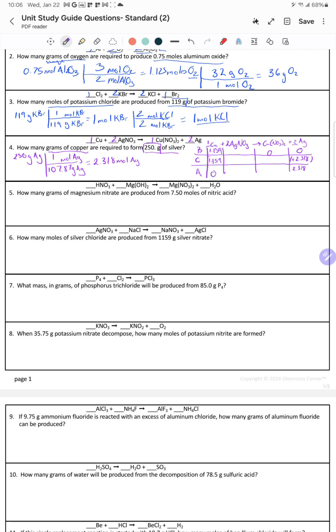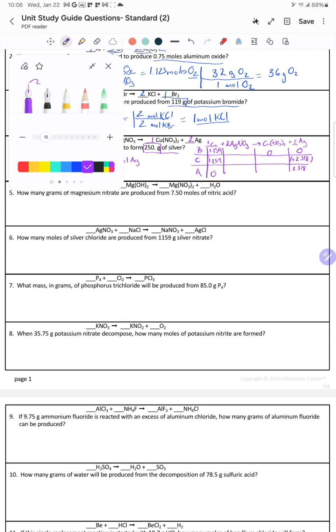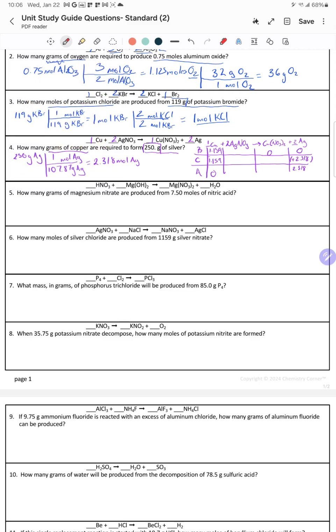And this would be used, so it means I at least had to start with this amount. So that means I have 1.159 moles of copper, but I didn't want to stop at moles because it wants me to find grams. So I need to find grams of copper, right? So I've got to go from moles to grams now.